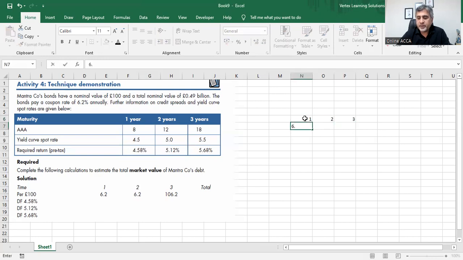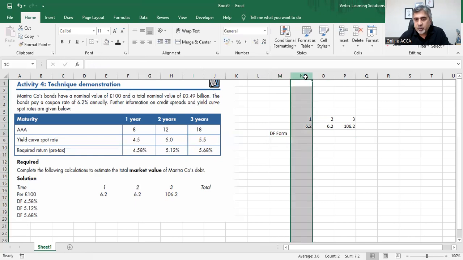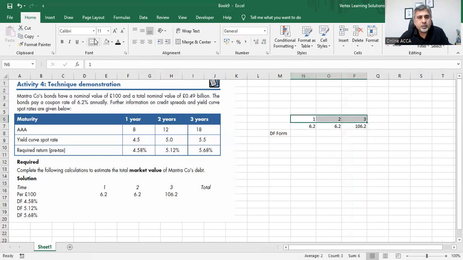I'll have year 3. Here it is 6.2 pounds I will give. And last year would be 106.2. And then I need to find out the discount factor. The discount factor in year 1 would be, okay, I'll just put the discount factor formula first, just to show you people, so that you don't get confused. And then I will calculate that. I will do it in 2 steps, okay? So we'll take some extra time.